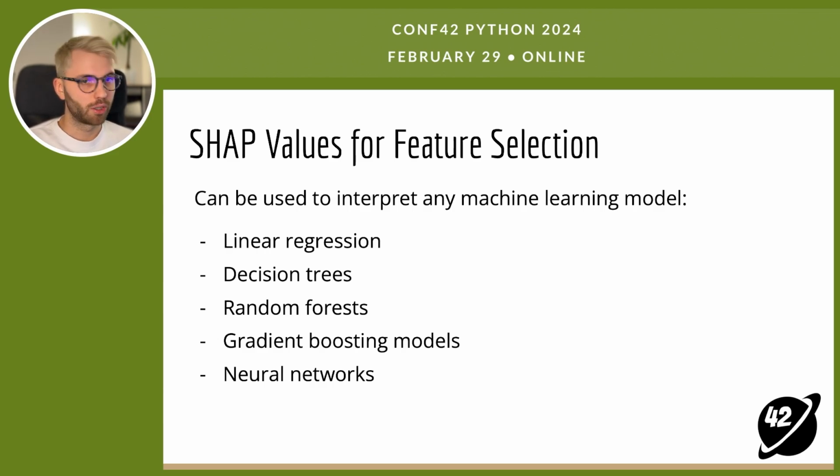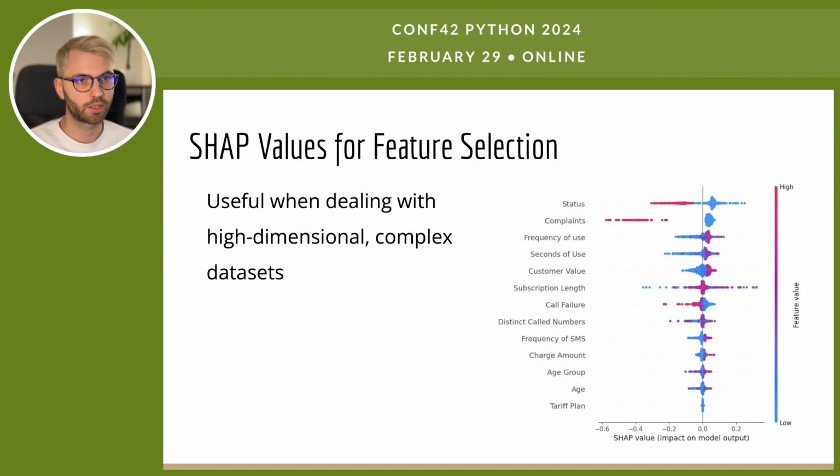Shap values are model agnostic, so it means they can be used to interpret any machine learning model, including linear regression, decision trees, random forests, gradient boosting models, neural networks. So they are universal. Obviously, for more complex architectures, it is harder to calculate them and increases the number of calculations. So even though they can be used for neural networks, for example, they work best for simpler models like gradient boosted trees.